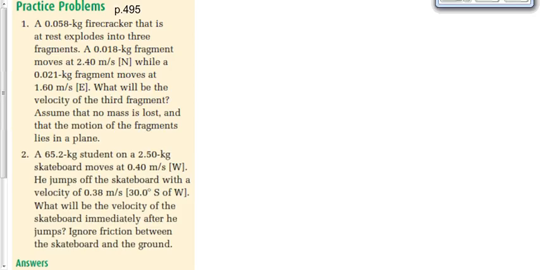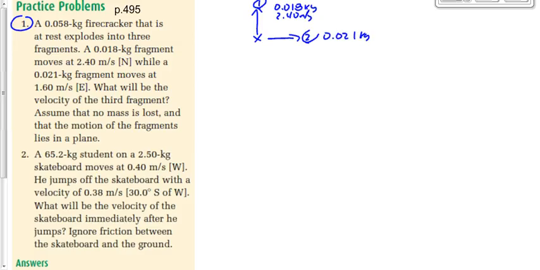Okay, focusing on number one here, it says a 0.058 kilogram firecracker that's at rest explodes into 3 fragments. One goes to the north, one goes to the east. Where's the third fragment go? Here's our explosion point right here. We got one object, number one, going to the north, 0.018 kilograms with a velocity of 2.40 meters per second. We got another piece going to the east. We're calling that object number two. It has a mass of 0.021 kilograms, and it has a velocity of 1.60 meters per second.